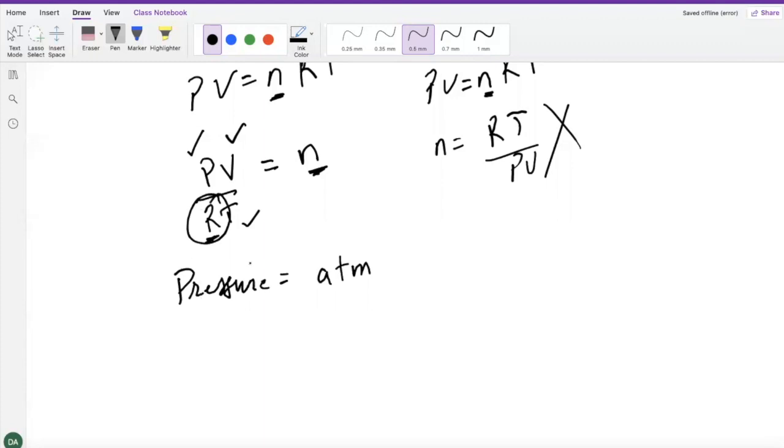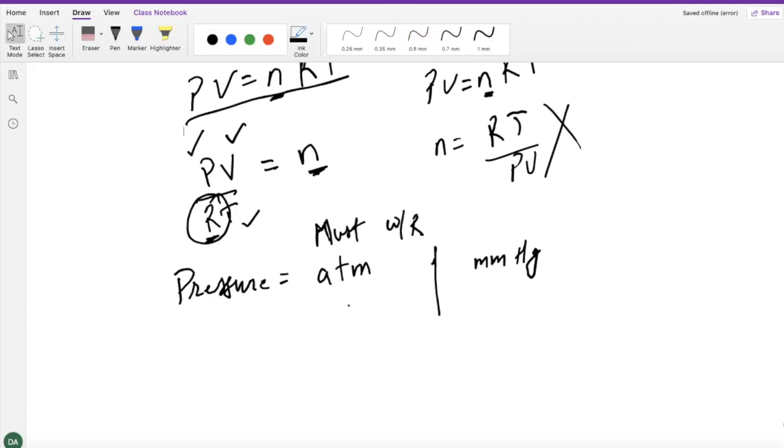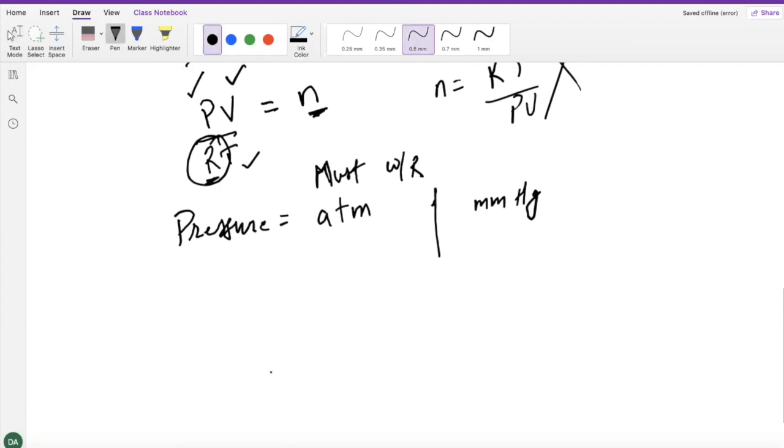So I'm going to say here atm. The other unit is mmHg. You can use it, but you must use atm with R. When you're given the R value, when you see a question with PV equals nRT, in this equation, do we have R in that equation? Yes. So then pressure must be in atm. I'm going to show you one equation, okay? In that equation, tell me if there is R in it.